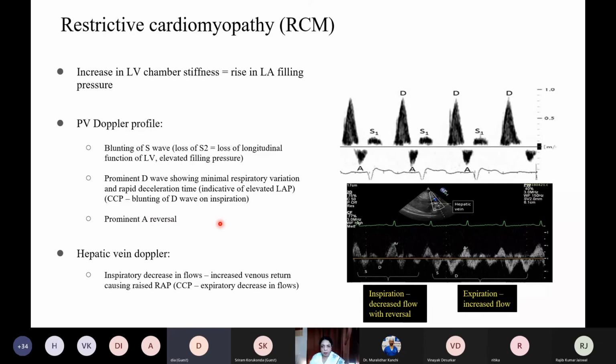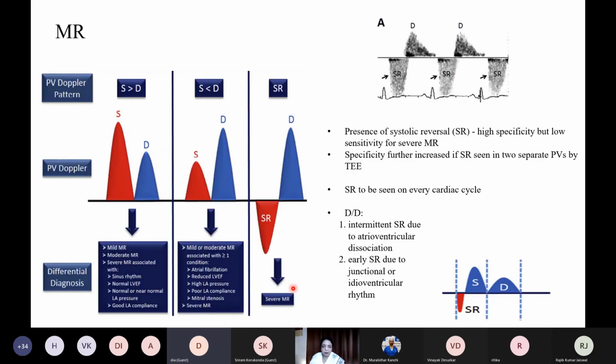We all know that. On hepatic vein Doppler side, there is decrease in flow during inspiration as opposed to expiratory decrease in flow. This is the main point. Cardiologists discuss these things in great detail because there is always a dilemma whether it is restrictive or constrictive. So expiratory decrease in flow, that is the hallmark of constrictive pericarditis.